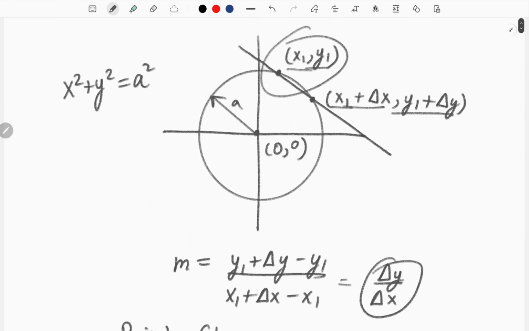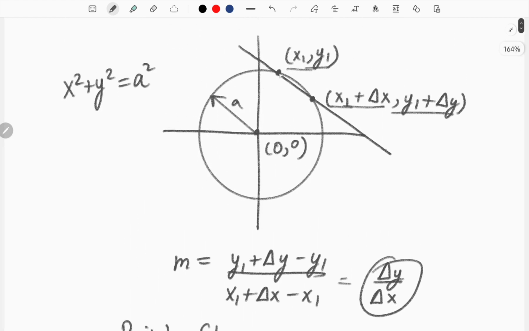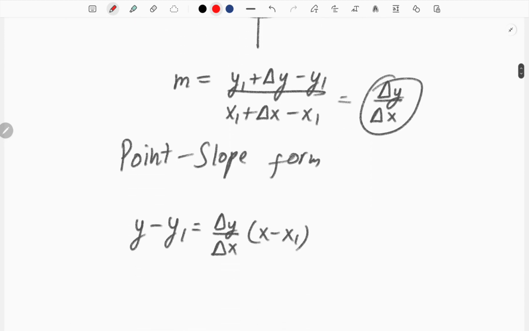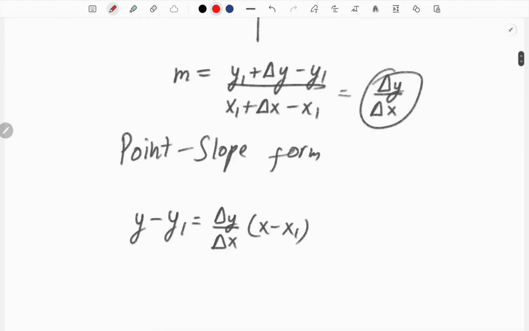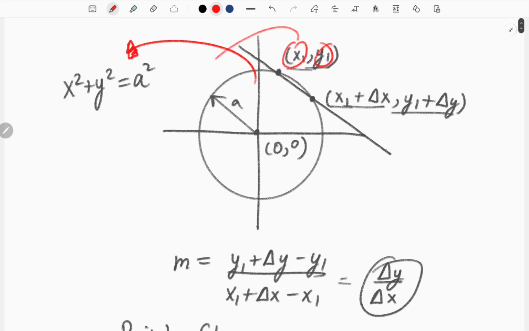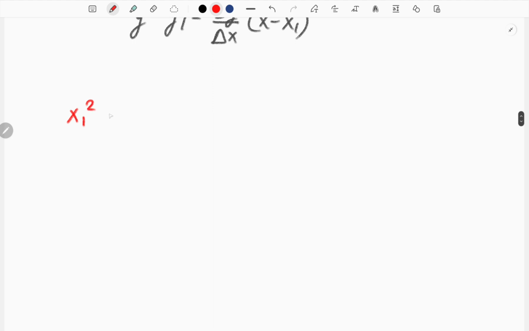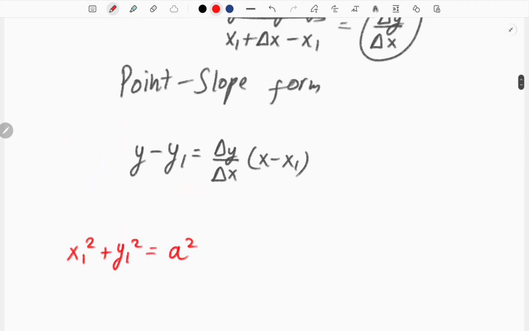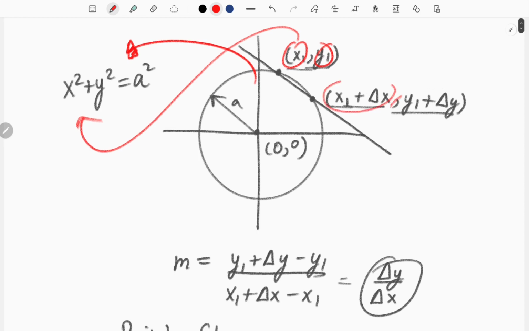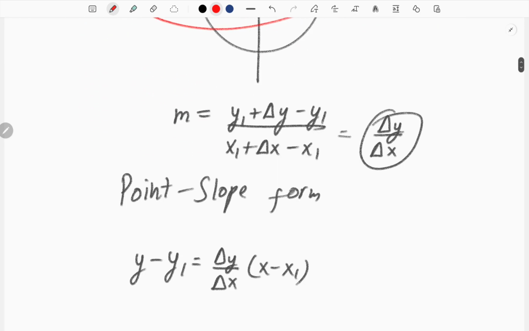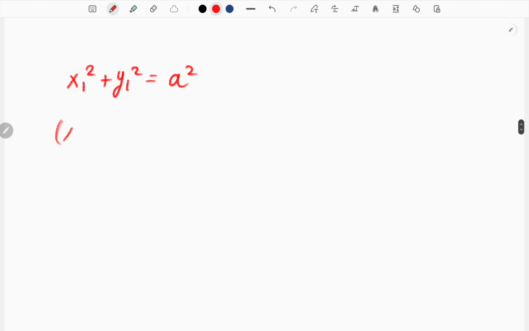Now, these 2 points, they lie on the circle. This point lies on the circle, and this point lies on the circle. So these 2 points must satisfy this equation right here. So if I put these 2 points inside of this equation, it must satisfy, which means x1 squared plus y1 squared is equal to a squared is true. And the same goes for these 2 points when put into this equation. So let's put those 2 points in the equation.